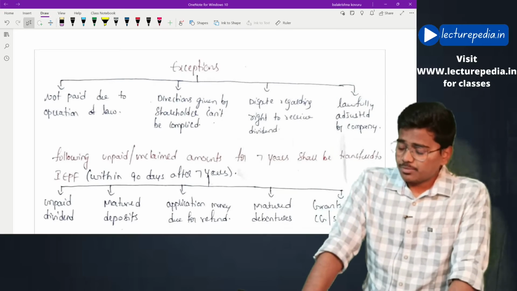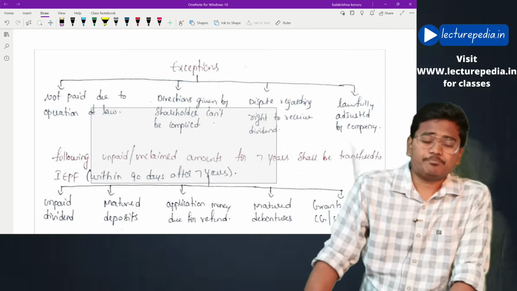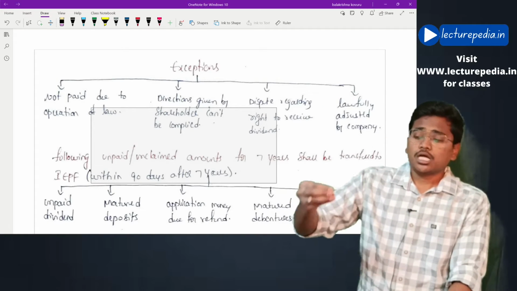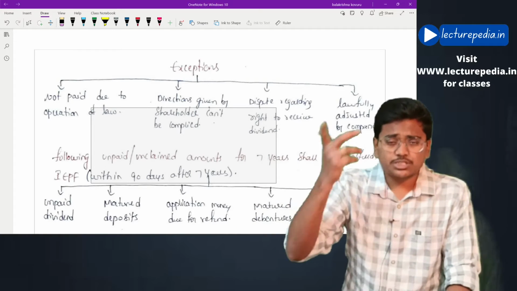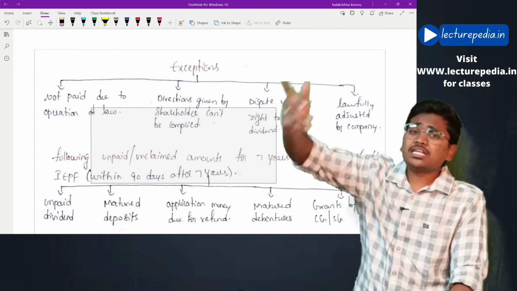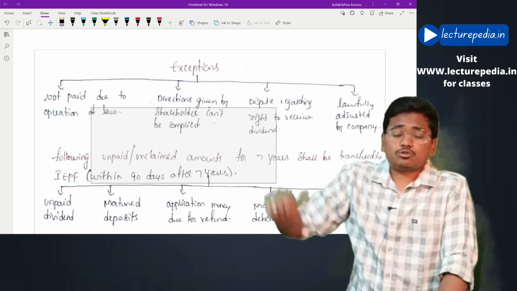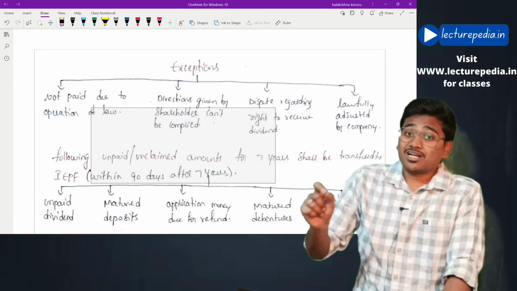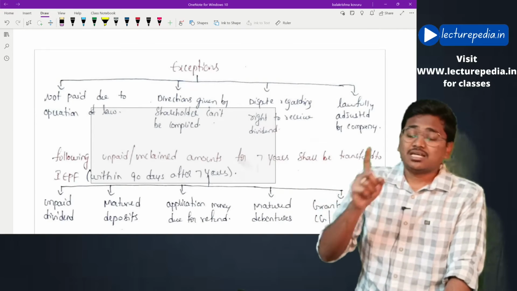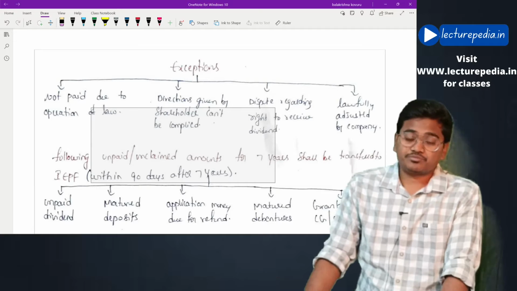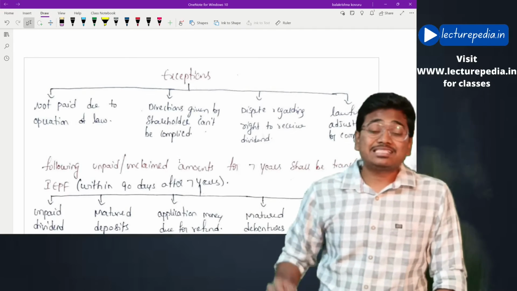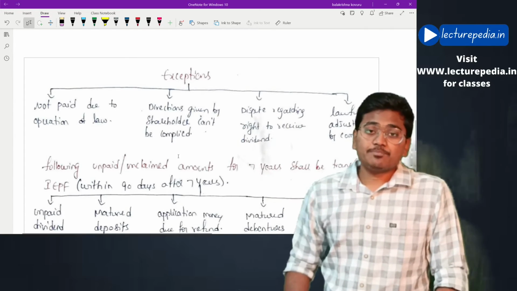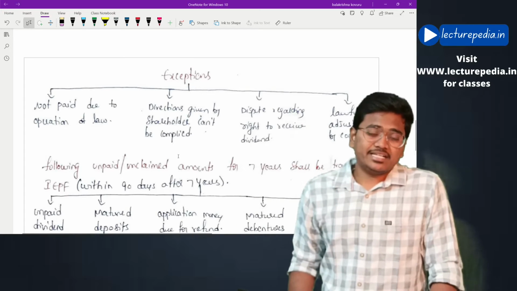Now, there will be certain genuine situations in which the company, even after declaring the dividend, is not able to pay that dividend to the shareholders. In these genuine situations, the company should not be punished. Those will be covered under exceptions. So, what are the situations in which the company will not be punished for not paying the declared dividend?